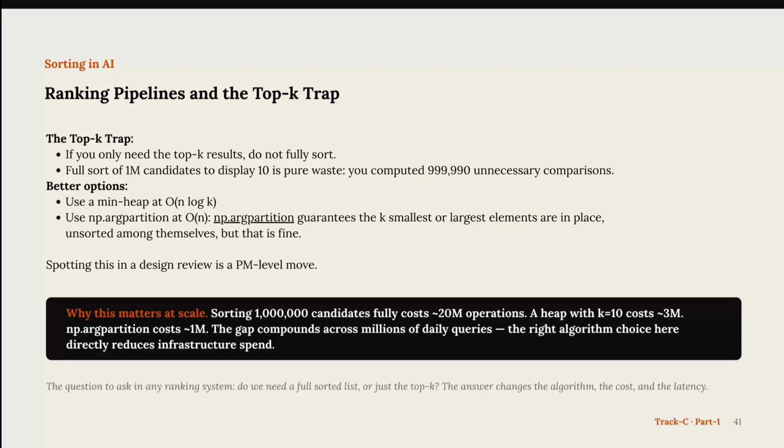It's not just in the beginning; if you have multiple users coming in asking for multiple sorts, then the right choice of algorithm is very important, because it will considerably reduce your infrastructure spend. The only question you need to keep asking in any ranking system is: do we need a full sorted list or just the top k? The answer will change the choice of algorithm, the cost, and the latency involved.